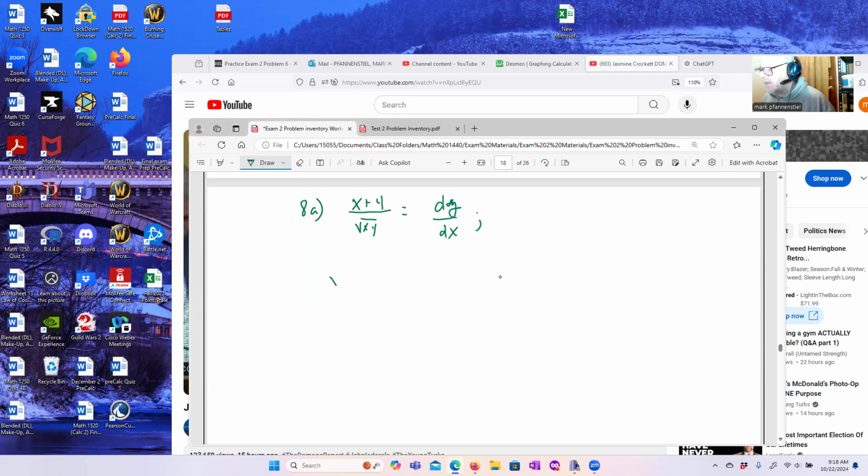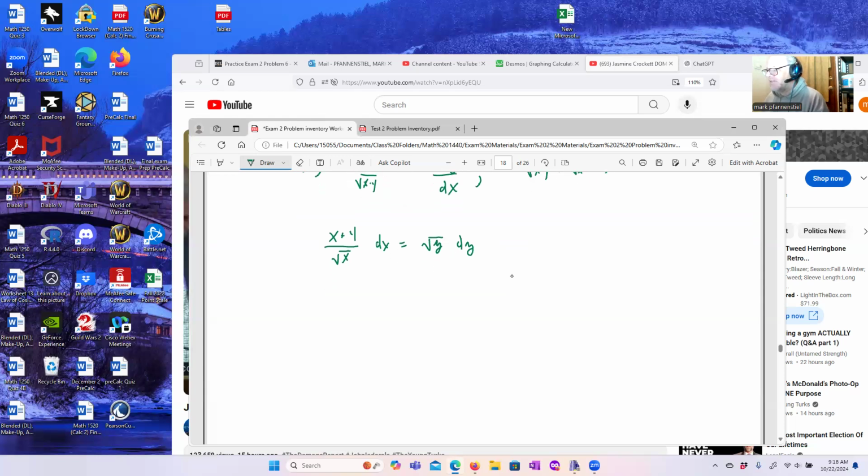So this is (x + 4) over the square root of x, dx is equal to the square root of y dy. All I did was just separate the x and the y out. The square root of xy is equal to the square root of x times the square root of y. That's pretty much all that happened there. Okay, push the square root of y on one side, leave the square root of x on the other, and then we have to deal with this.